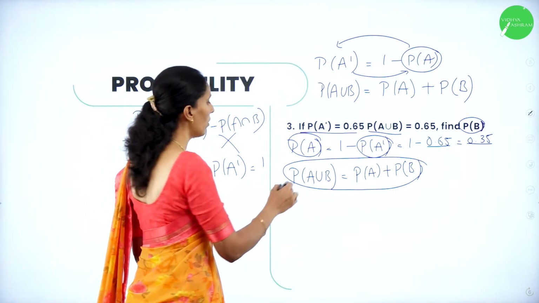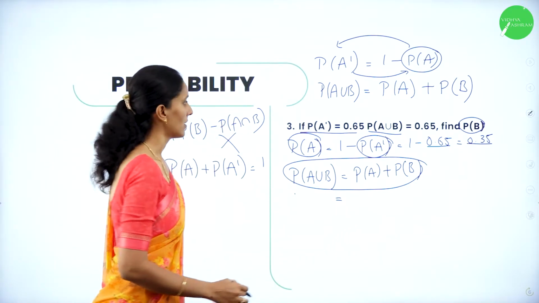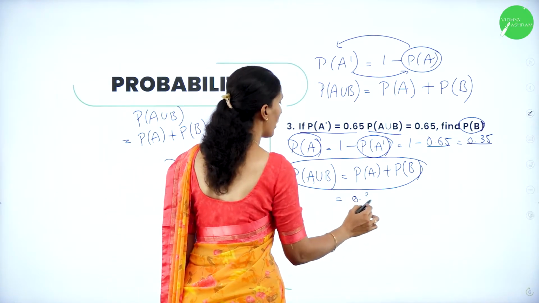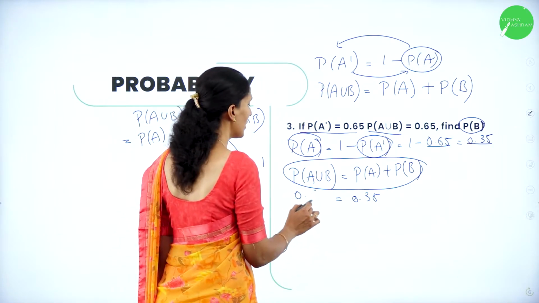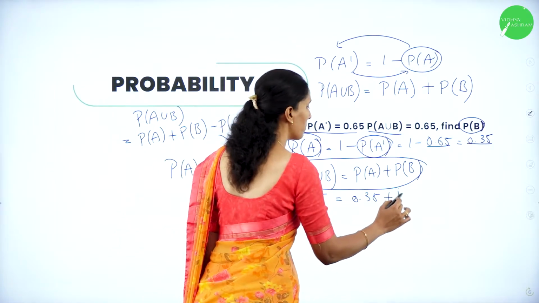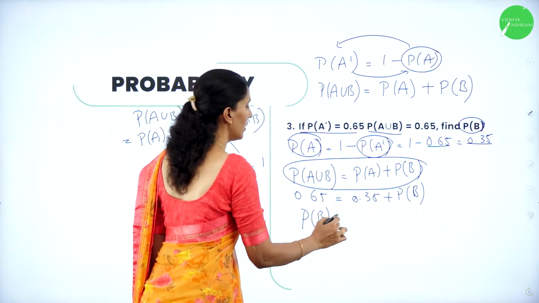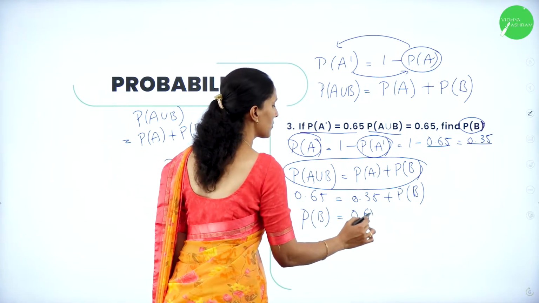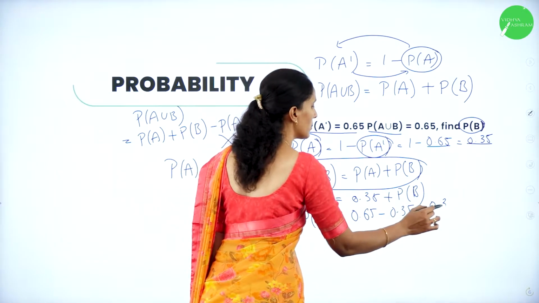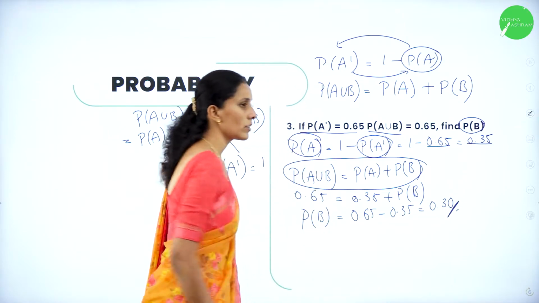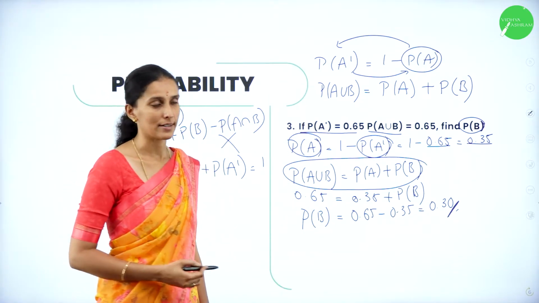Okay. So therefore, here P of A union B. I got what is P of A. So P of A is 0.35 and P of A union B is 0.65 plus P of B. If I need P of B, it is nothing but 0.65 minus 0.35, which is equal to 0.30. So this is how we calculate using the property of complement and disjoint sets.